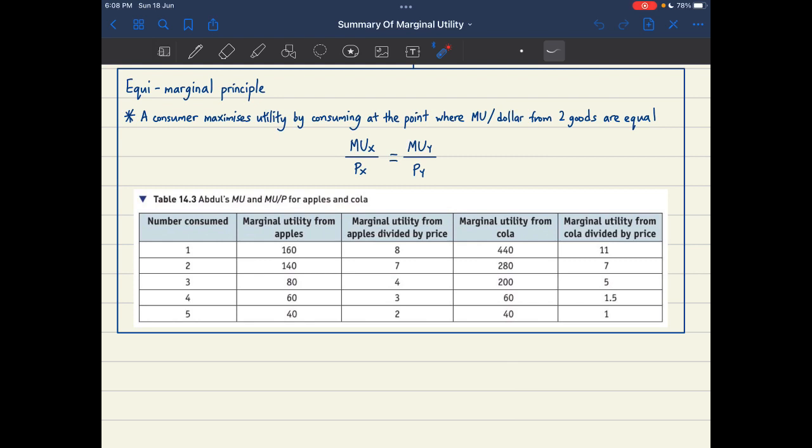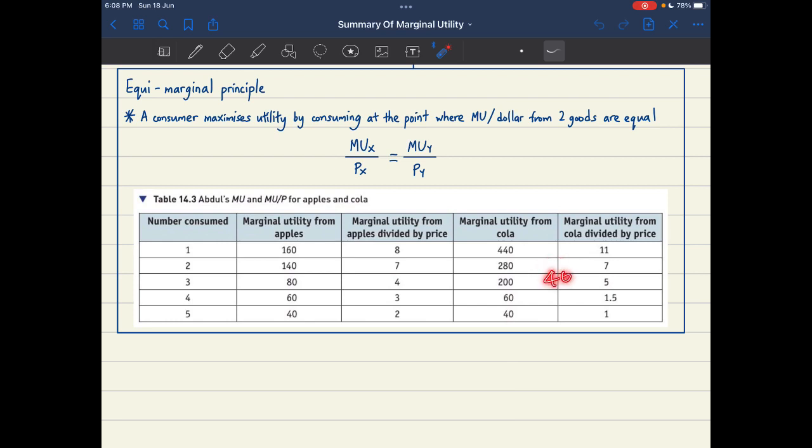Okay, then let's take a look at the marginal utility from cola. The cola's marginal utility will be 440 units at the start, and then at the end it will be 40. Now, if you look here on the right-hand side, which is the marginal utility from cola divided by price, if you take 440 and divide by 11, you get 40. And this is the same for every additional unit. Just divide by 40 and then you get the numbers on the right.